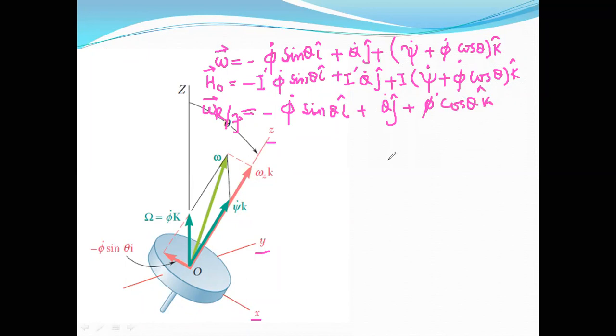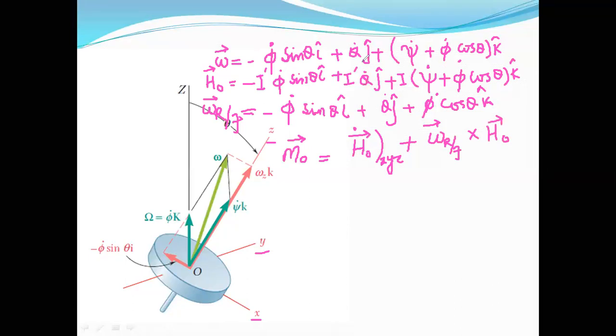Now, also, the summation of all the moments about an axis passing through point O with respect to the ground frame of reference was equal to the derivative of the angular momentum defined with respect to the rotating frame of reference, that is small x, small y, small z, plus the cross product between the angular velocity of the rotating frame of reference with respect to the ground frame and h naught. This is what we had done previously.